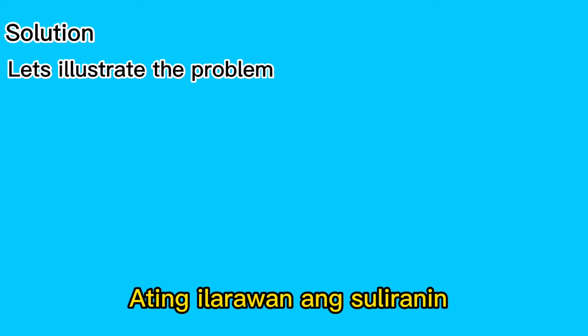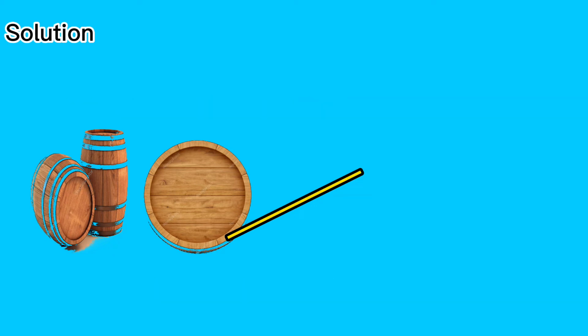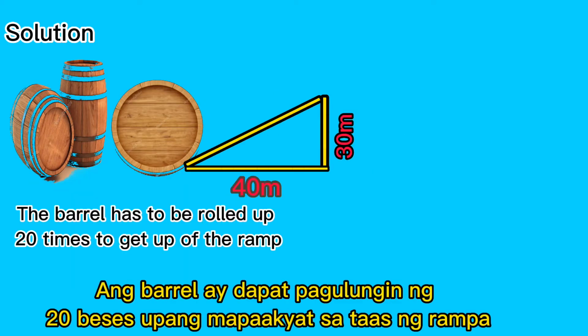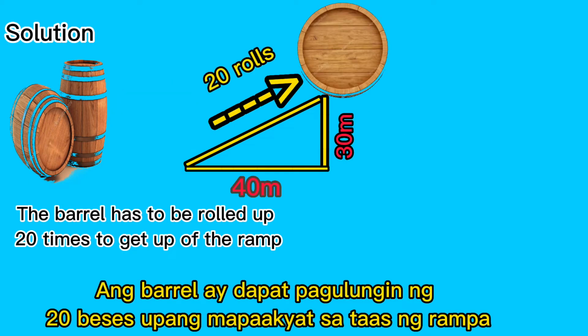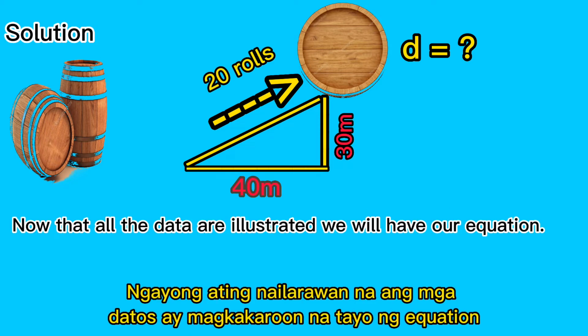Solution. Let's illustrate the problem. A barrel of whiskey is being rolled up on a ramp. The ramp base is 40 meters, and the height is 30 meters respectively. The barrel has to be rolled up 20 times to get up the ramp. What is the diameter of the circular base of the barrel? Now that all the data are illustrated, we will have our equation.